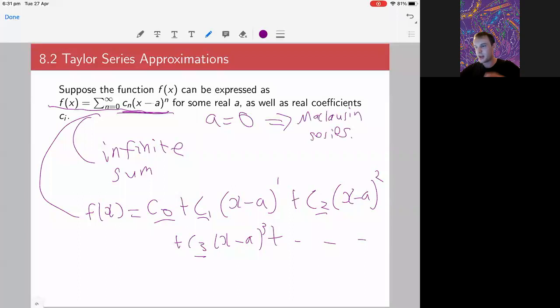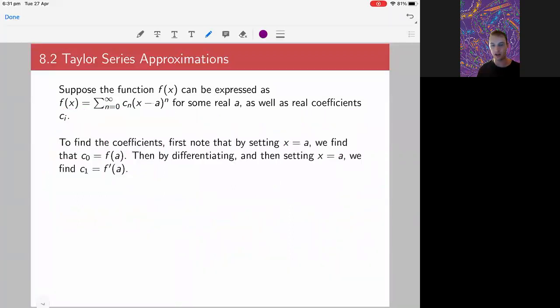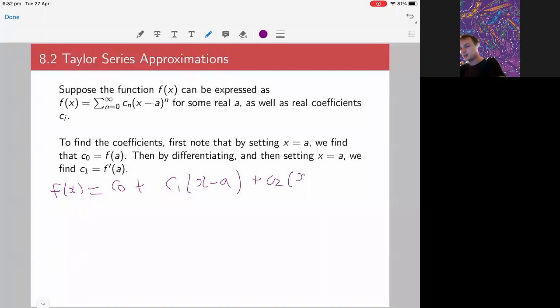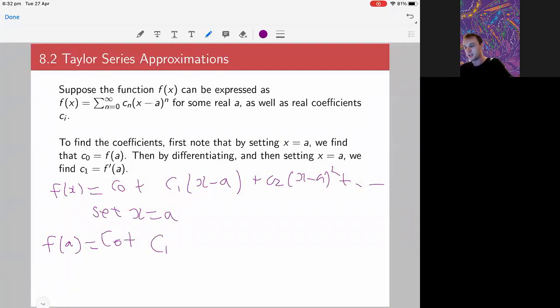So yes, now what's going to happen? I'm going to try and find these coefficients in terms of the original function f. Remember that f of x equals C0 plus C1 times (x minus a) plus C2 times (x minus a) squared, and so on. If I set x equals a here, then I get f of a equals C0, and all of these other terms disappear because x minus a is 0. So we find that C0 has to be the same as f of a.